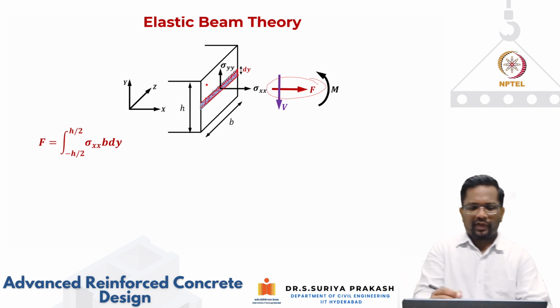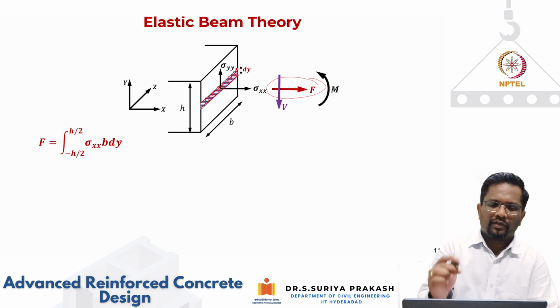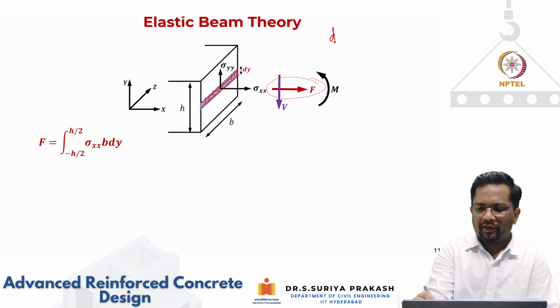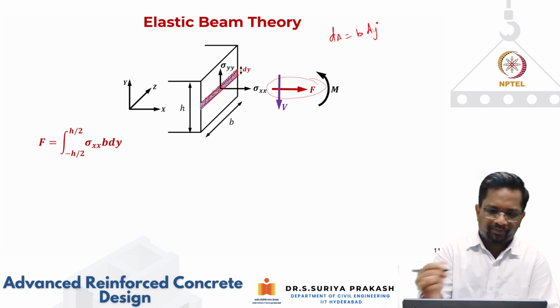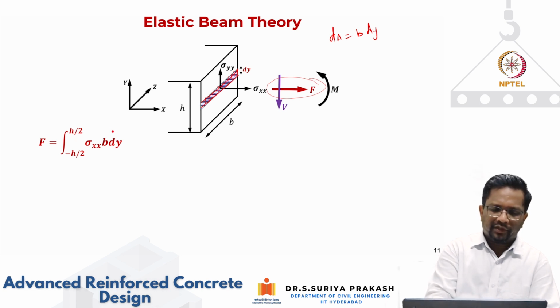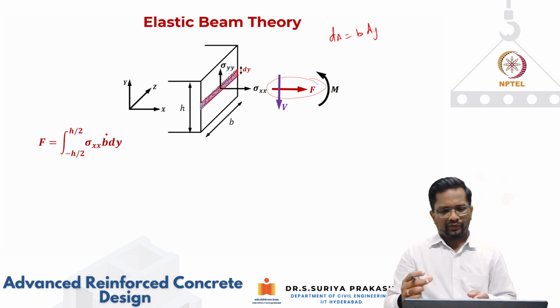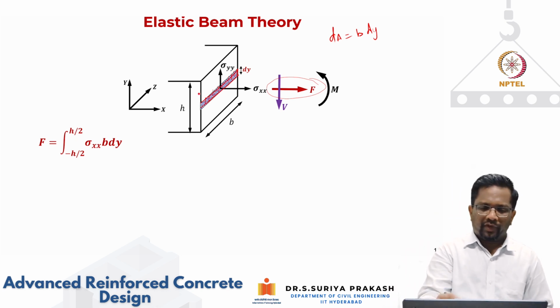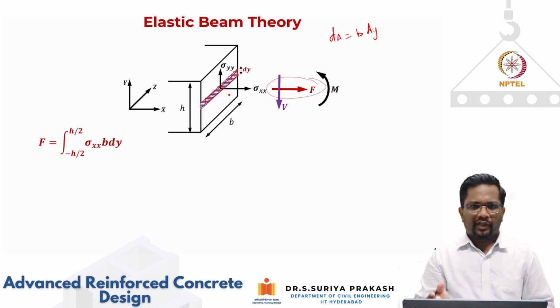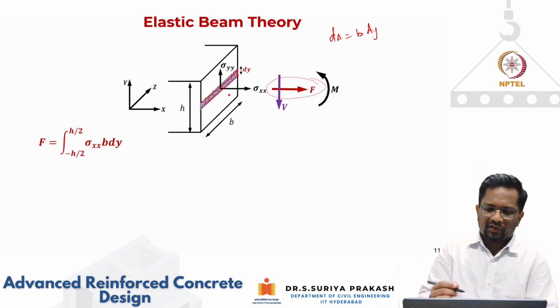If I take this elemental length as dy, what would be the elemental area? The elemental area dA can be written as b times dy. The stress multiplied by this elemental area will give me the force, but that is giving me the force only in this small highlighted area. I want to calculate the total force acting over the entire cross section. For that, what do we do?